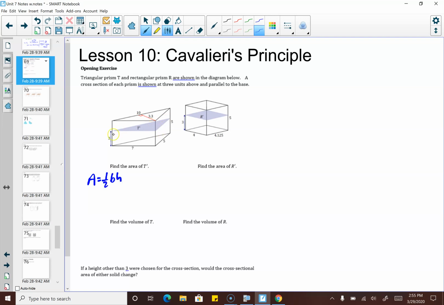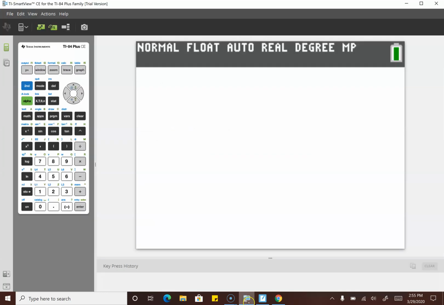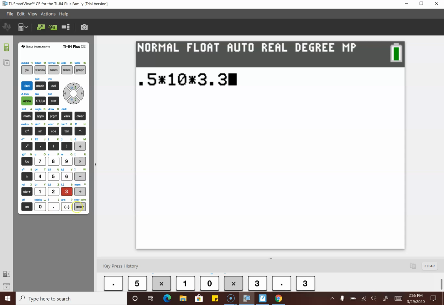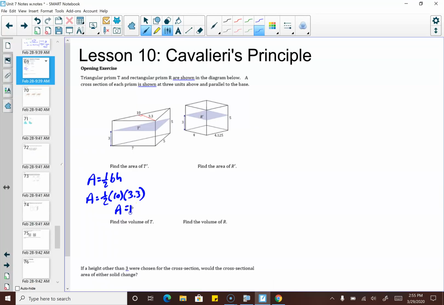Well, the cross section, because a prism is congruent to its base, so if we look up at the top, we've got 1/2 times 10 times 3.3, which gives us an area of 16.5. If we go over to the rectangular prism, we have an area of just base times height. Our base and height are 4 and 4.125, and that also gives us an area of 16.5. So although those two cross sections have a different shape, they are technically the same size.